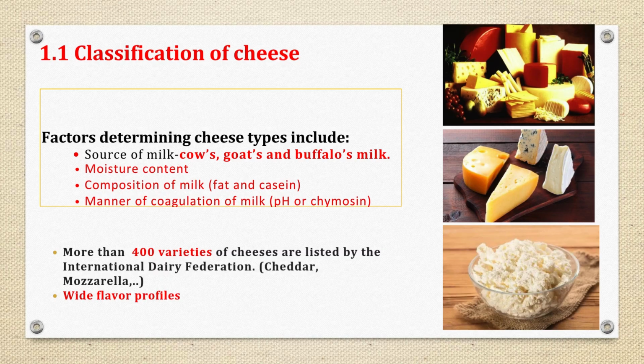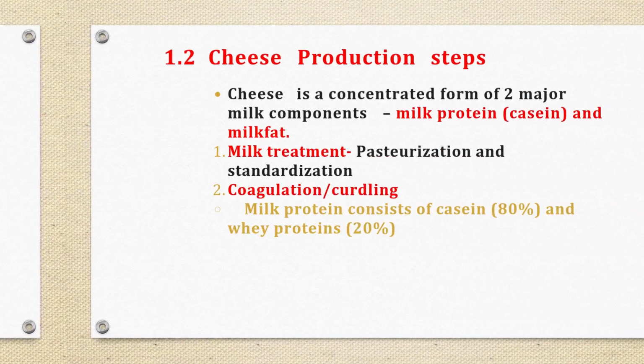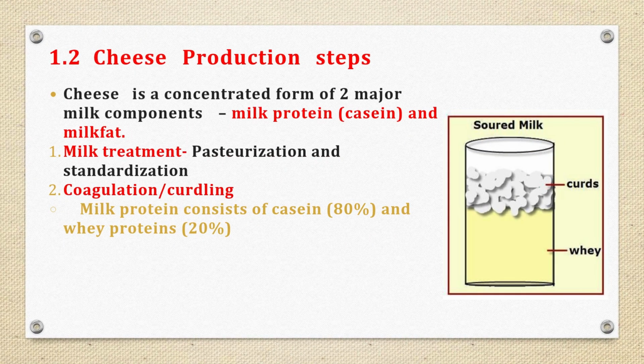It's amazing to think that the International Dairy Federation lists more than 400 varieties of cheeses, like cheddar and mozzarella, each with a wide range of flavor profiles. Next, we explore the actual steps to produce cheese. At its heart, cheese is a concentrated form of two major milk components, milk protein, which is casein, and milk fat. The production begins with milk treatment, which involves pasteurization and standardization.